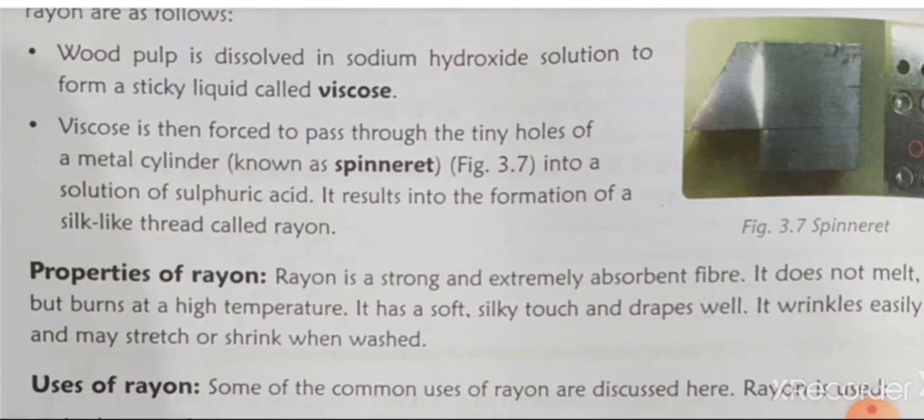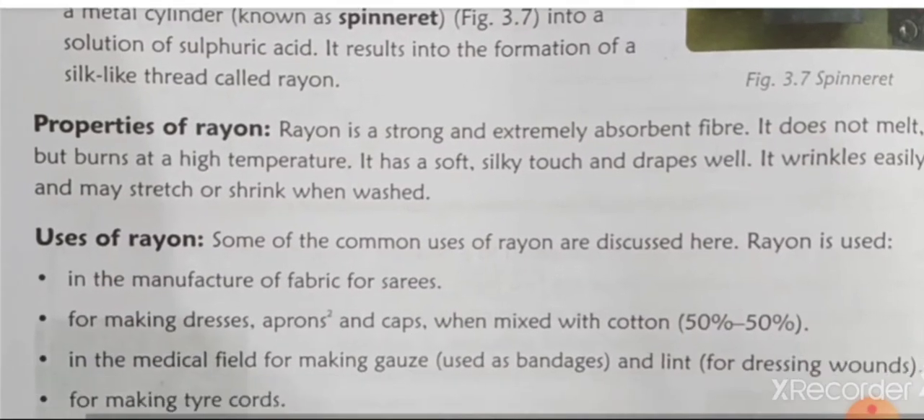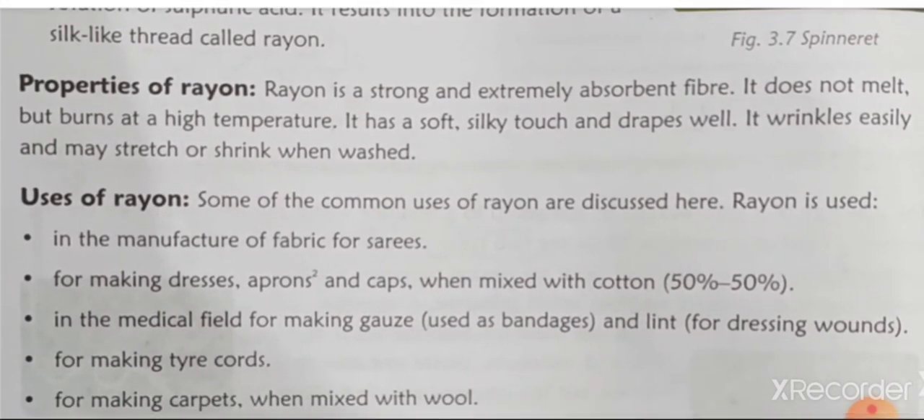Now we'll see the properties of rayon. Rayon is a strong and extremely absorbent fiber. Absorbent, सोखने वाला. It does not melt but burns at high temperature. It has a soft, silky touch and drapes well. It wrinkles easily and may stretch or shrink when washed. So these are the properties of rayon.